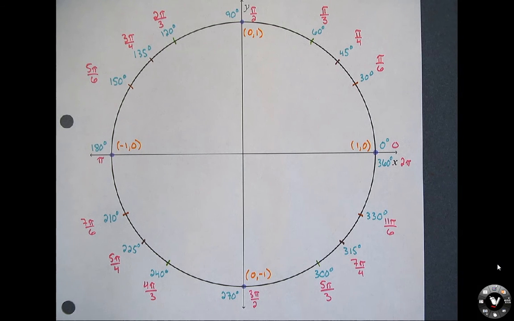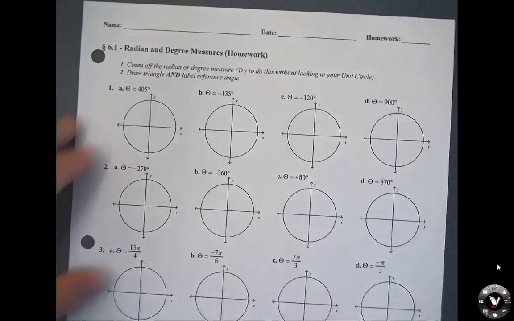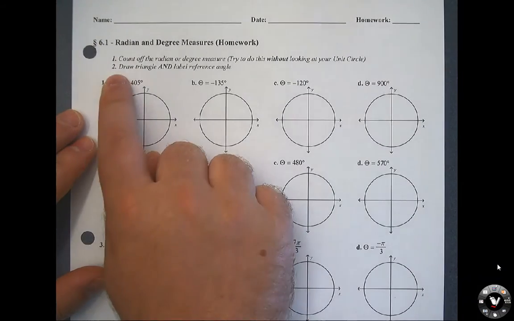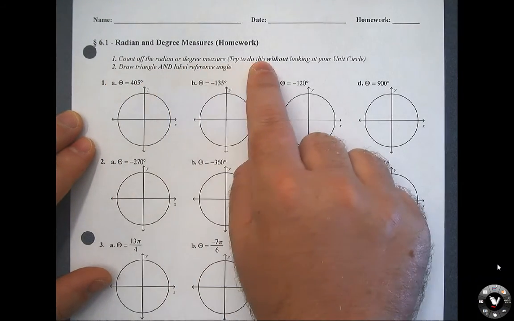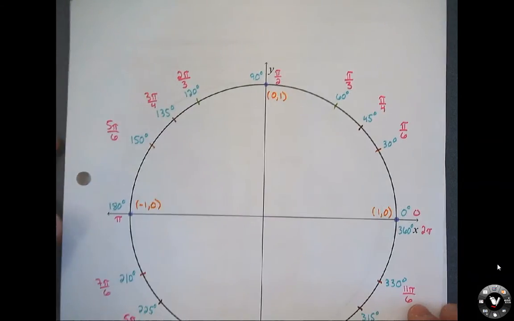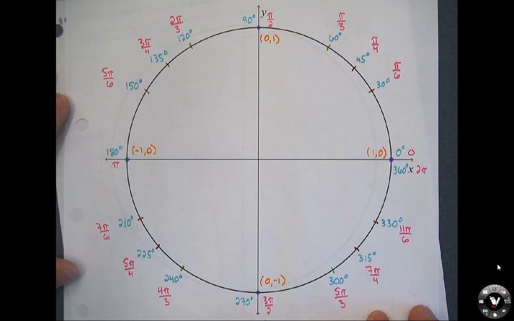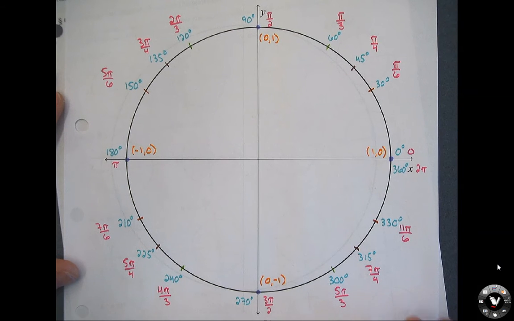What I want to do now is look at the homework set and do a couple of these together so that I can show you what I'm looking for. In the homework, I want you to count off the radian or degree measure. Try to do this without looking at your unit circle, especially for my AP kids. You do not get to use the unit circle after pre-calc. You have to know how the unit circle is built and how it works from there.